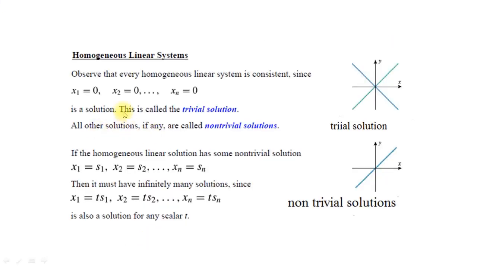Now the graphical representations of the homogeneous system: if the system has only the trivial solution, only the zero solution, then the lines represented by the equations intersect each other at the origin point. Since the system has the zero solution, the lines meet each other at this origin.